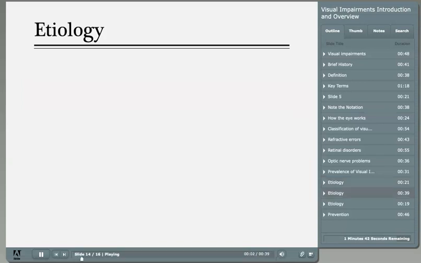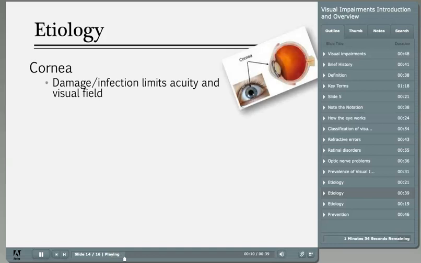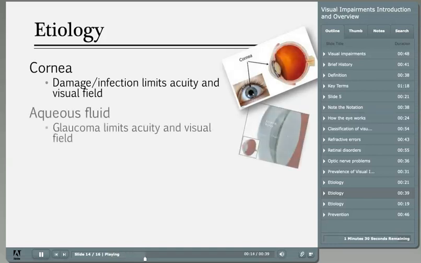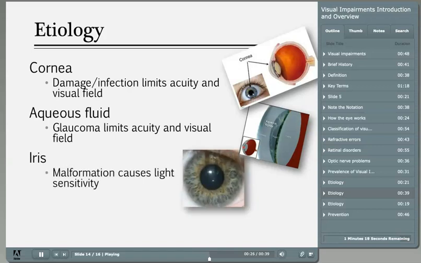Specific causes of visual impairments can also be due to problems associated with various parts of the eye. Cornea damage or infection may limit acuity and visual field. Glaucoma, caused by excessive pressure in the eye, which damages the optic nerve, results in restricted visual fields, a cloudy lens, and can be painful. There can also be a malformation in the iris that causes light sensitivity.